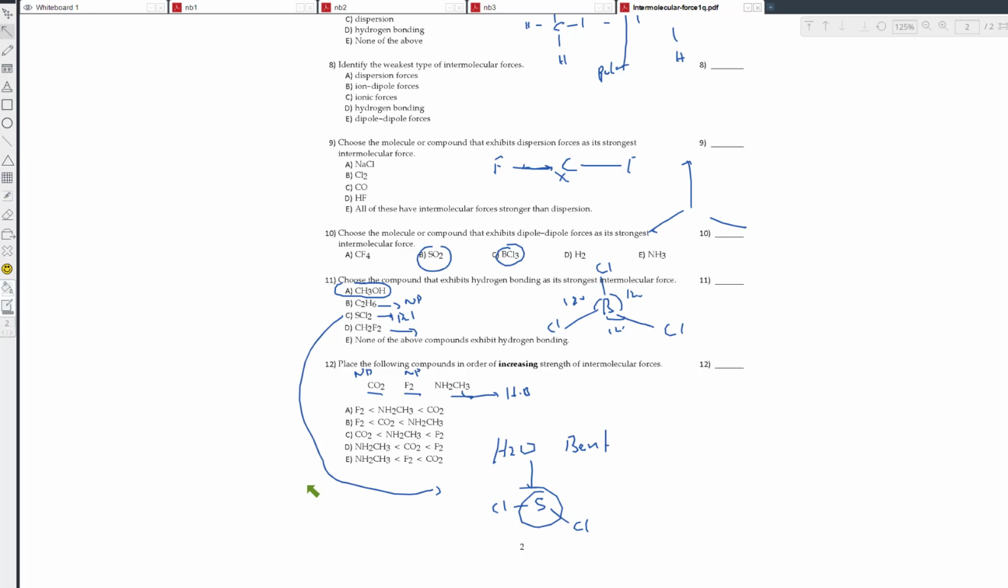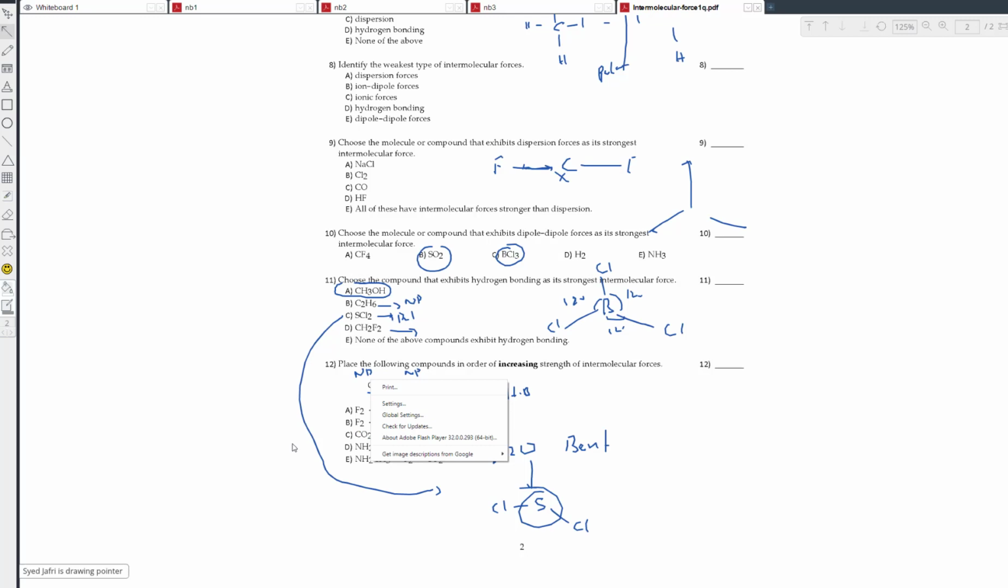Increasing strength means first you have to give the lowest strength molecular force. Which one has the lowest intermolecular attraction between them? Between these two, we know one of them is going to be the lowest. And this one is going to be the strongest, am I right? So even if I don't know these two, I can get the answer because I know this is the strongest.